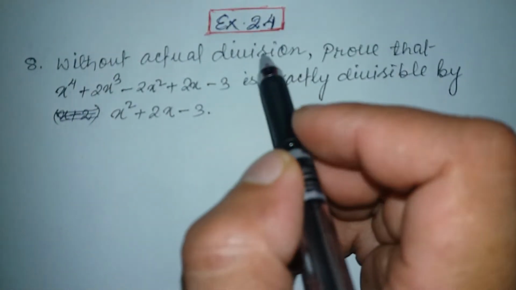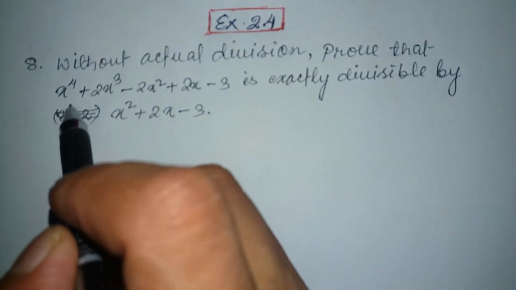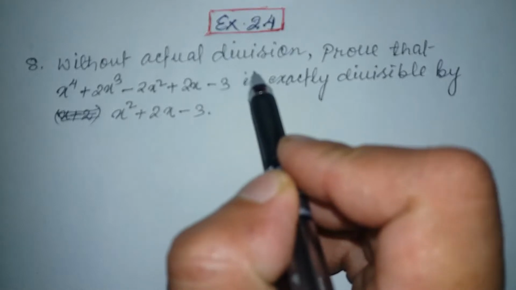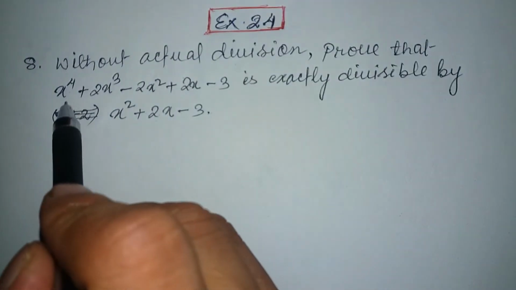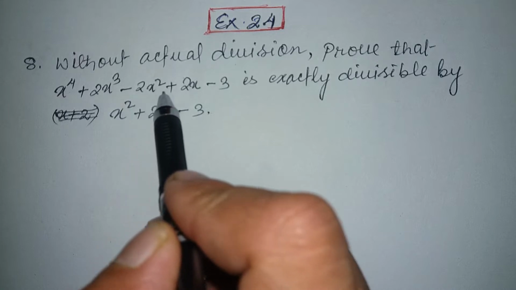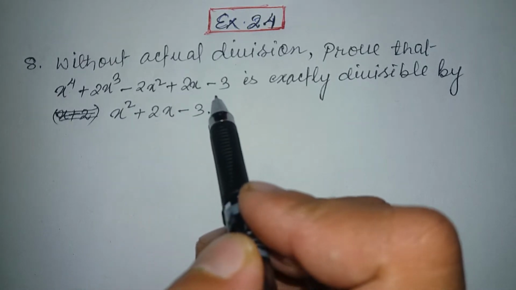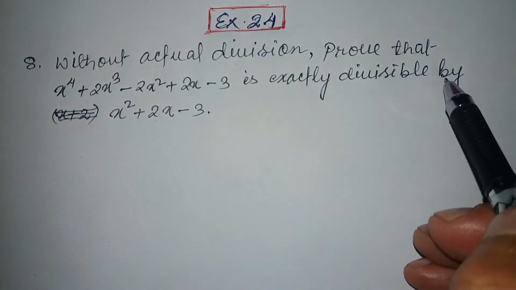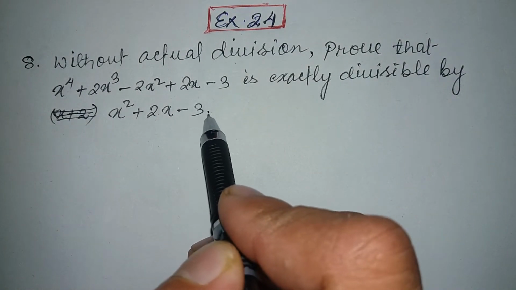This is exercise 2.4, question number 8. Without actual division, prove that x to the power 4 plus 2x cubed minus 2x squared plus 2x minus 3 is exactly divisible by x squared plus 2x minus 3.